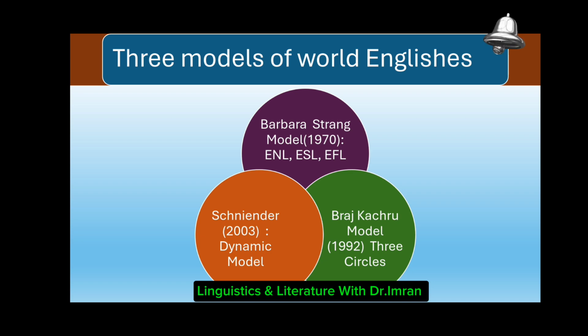Now, based on these three categories of the English language, we have three models developed. Three models of World Englishes. The first was introduced by Barbara Strang, 1970. It includes English as a native language, English as a second language, and English as a foreign language. And then we have Schneider, 2003. The spelling is wrong; on the next slide we have the correct spelling of Schneider. This is the dynamic model. And then we have the Braj Kachru model, 1992. It consists of three circles: inner circle, outer circle, and expanding circle. We will discuss these models one by one in detail now.